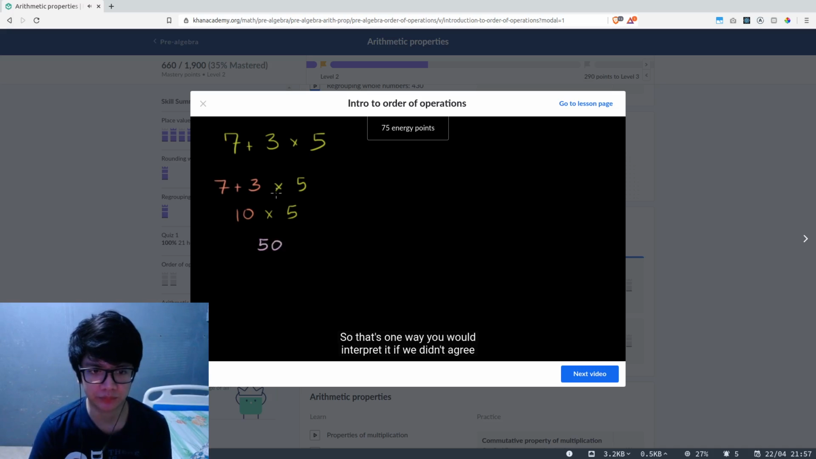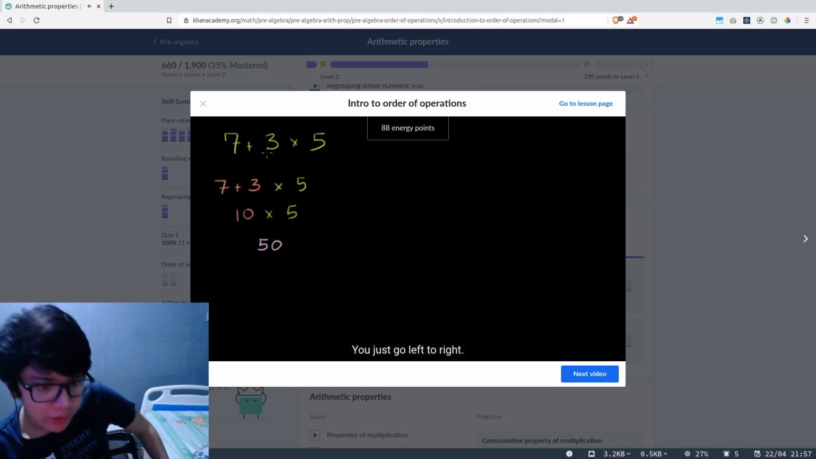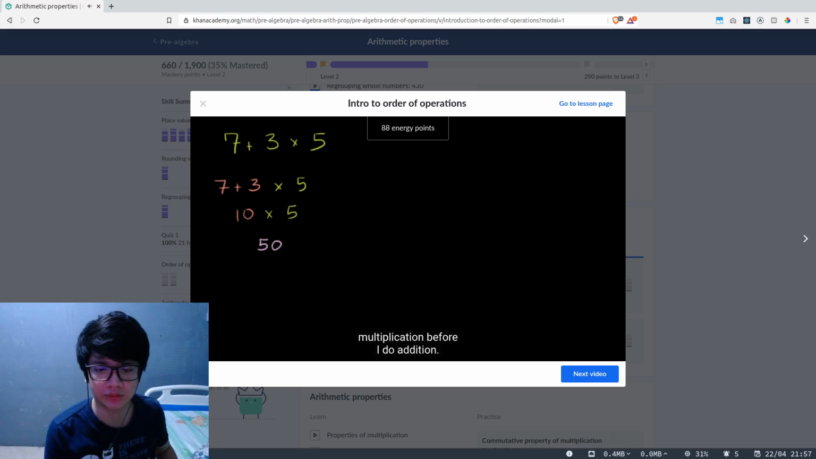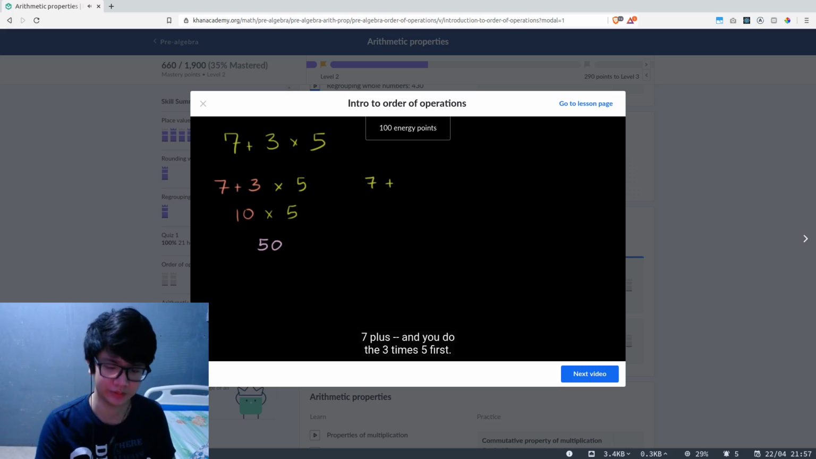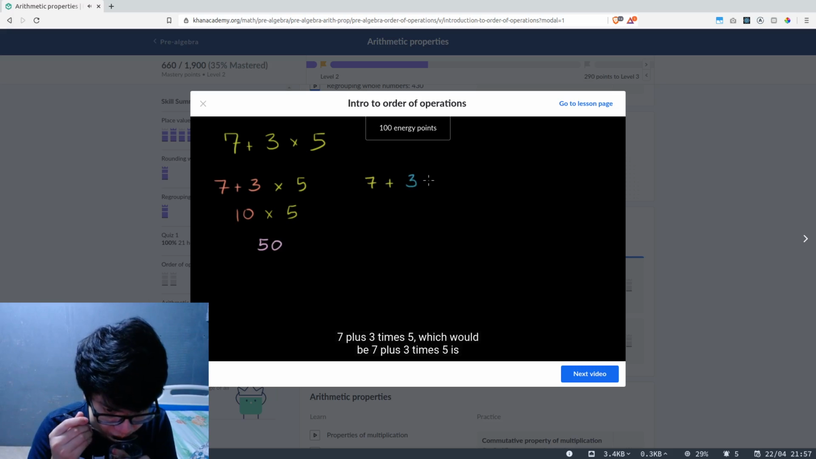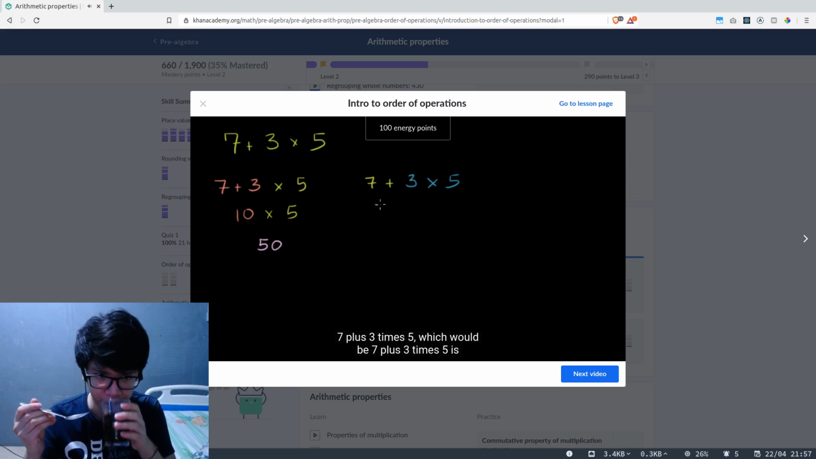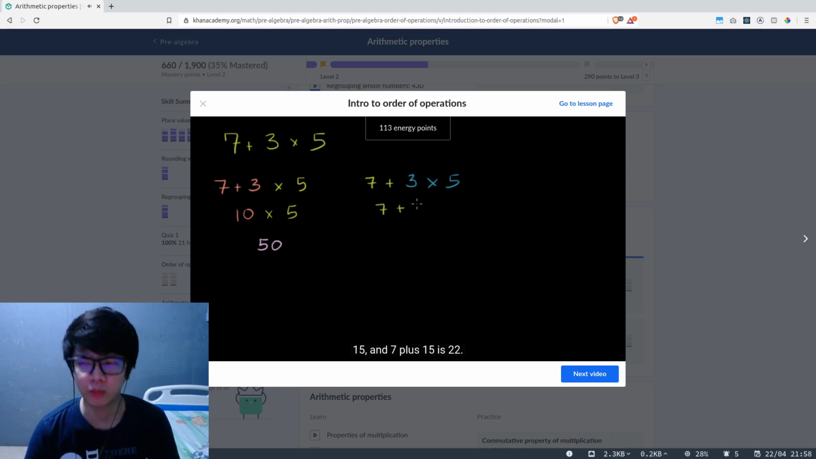So that's one way you would interpret it if we didn't agree on an order of operations. Maybe it's a natural way, you just go left to right. Another way you could interpret it, you say, oh, I like to do multiplication before I do addition. So you might interpret it as 7 plus, and you do the 3 times 5 first, which is 15.